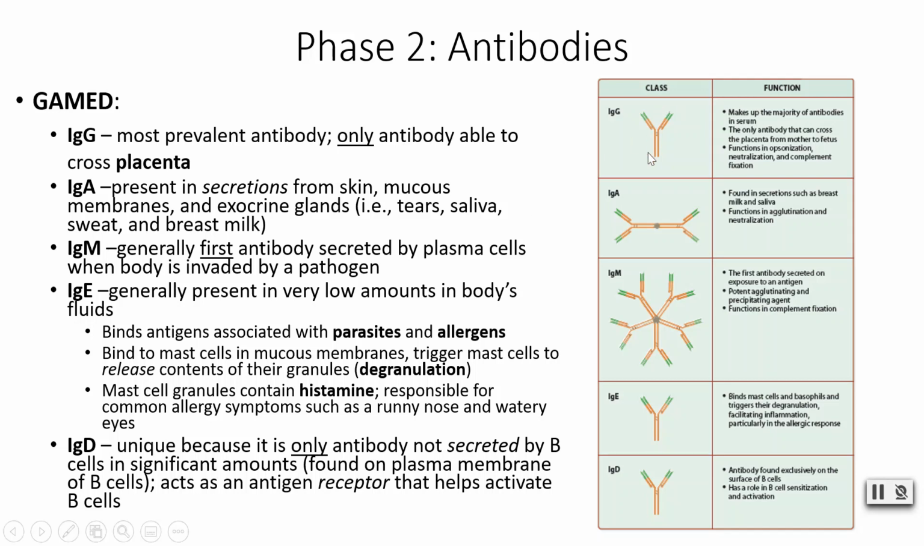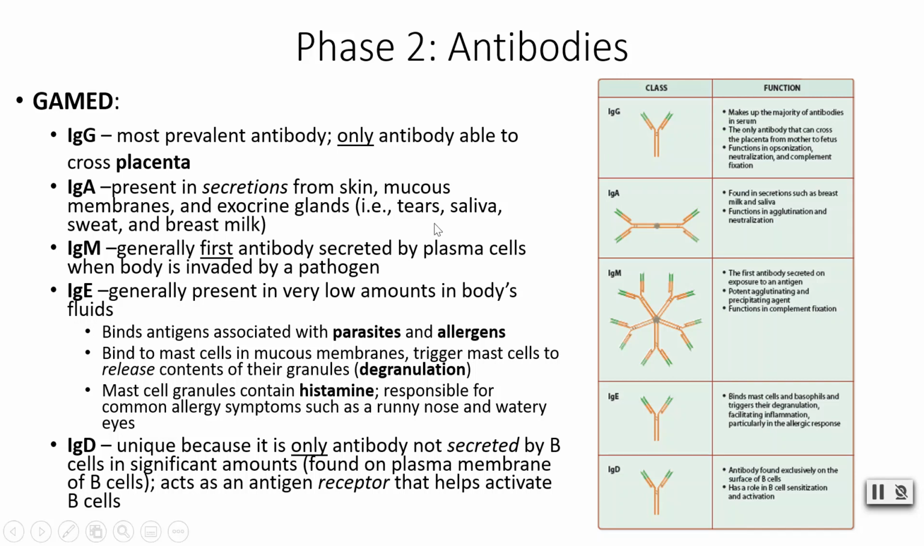And you can see what these look like in our image to the right. You don't need to be able to visually identify one of these from the other. This is just FYI, this is what they look like. But we've also got a couple of extra functions over here just if you're curious. But IgG is the most prevalent, and it is able to cross the placenta from mother to fetus.